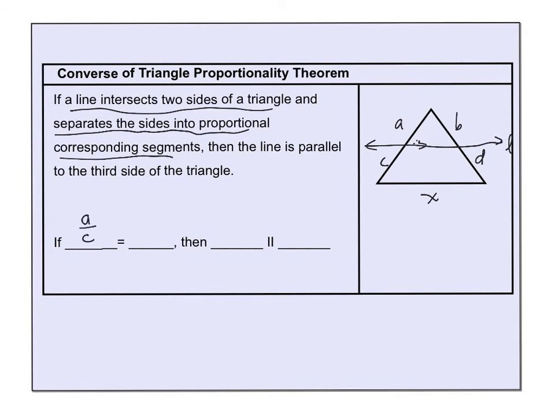So now I'm saying, if I can show A over C is equal to B over D, then I can say line L is parallel to line X. So it's just the converse, which goes way back to that logic unit. All I did was flip around the statement. Originally it was if this, then this. Now I'm flipping it around, saying if I can do this, then I can say this. All I did was flip-flop those. That's it.